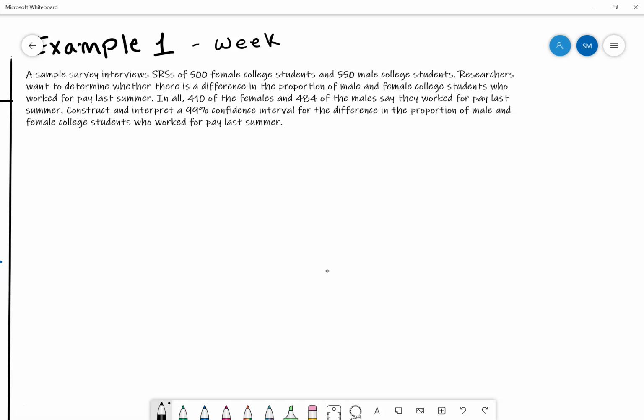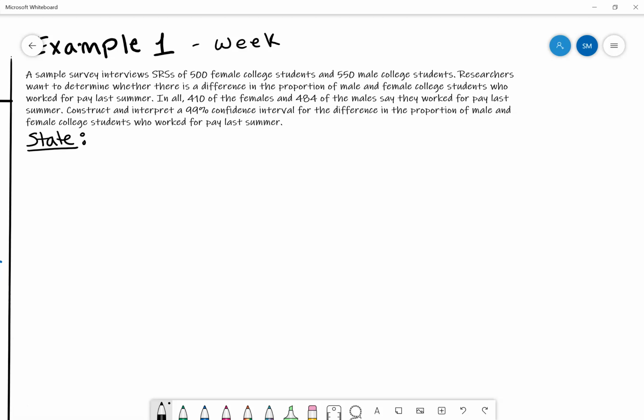So it says a sample survey interviews a simple random sample of 500 female college students and 550 male college students. Researchers want to determine whether there is a difference in the proportion of male and female college students who worked for pay last summer. In all, 410 of the females and 484 of the males say they worked for pay last summer. Construct and interpret a 99% confidence interval for the difference in the proportion of male and female college students who worked for pay last summer. So let's go ahead and start with state.